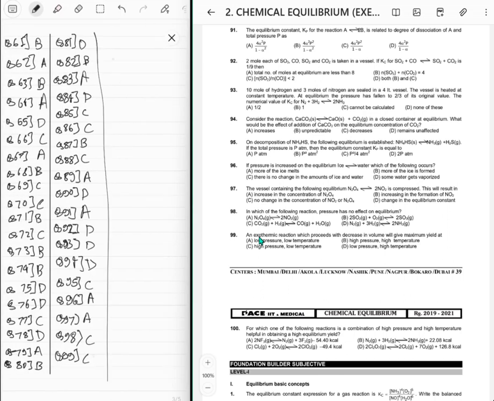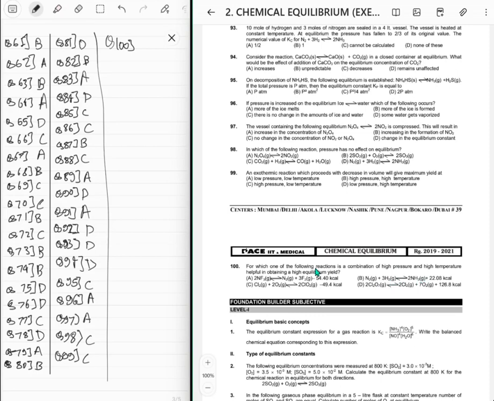And finally, question number 100. For which one of the following reactions is a combination of high pressure and high temperature helpful in obtaining a high equilibrium yield? High temperature means endothermic, and high pressure, right? Okay, cool, so I got it. This has high pressure over there. And is this endothermic? It is, in fact, because it has negative some energy. So this works.